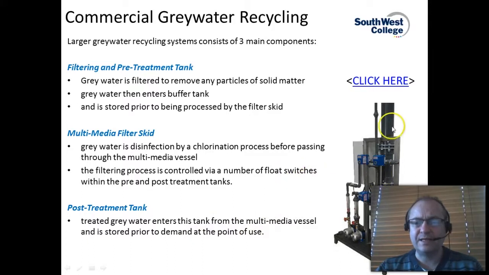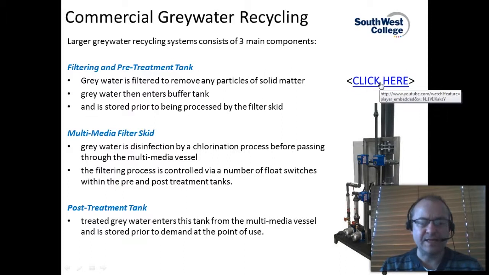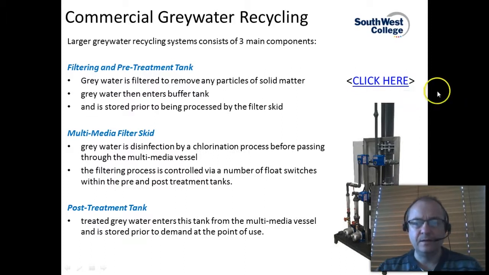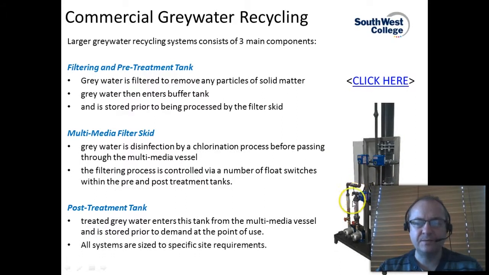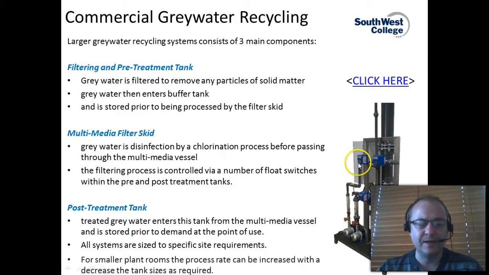Okay, so what we'll look at in the next slide is we'll click on this link and go to a YouTube video that shows a commercial application of a greywater recycling system in a hotel. What you'll see is that the application in the hotel is quite a large greywater recycling system. As you can see, all systems are sized to the specific site requirements. So a domestic installation will obviously be smaller than the large hotel that we'll see in this video.